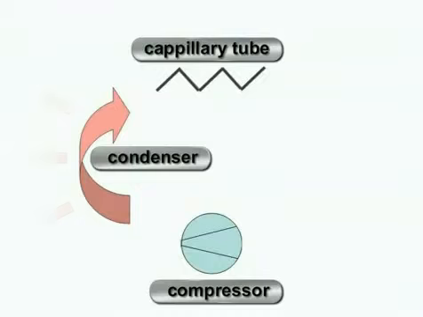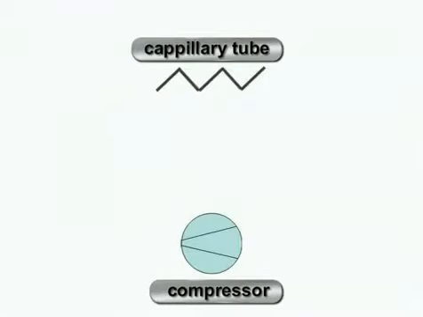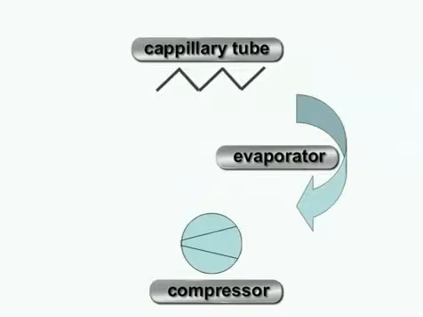The completely liquefied refrigerant is now outside the capillary tube. It enters the evaporator where a lower pressure prevails. The liquid refrigerant is now evaporating. During this process, the heat is extracted from the cooling compartment.